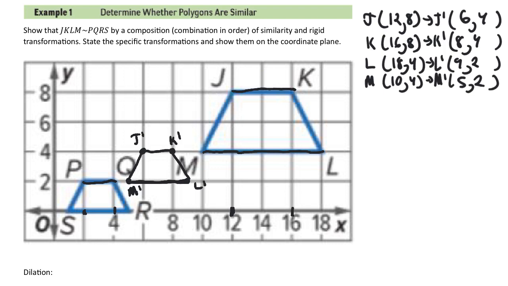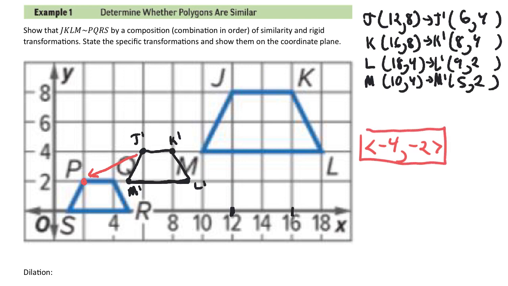Now, all we have to do is move or translate J prime, K prime, L prime, M prime to P, Q, R, S. How do we do that? Do you remember? All right, let's think about this. If we want J prime to get to P, what kind of translation vector do I need? I need a translation vector that's going to take me 4 to the left and then down 2. So here's their translation vector, -4, -2.